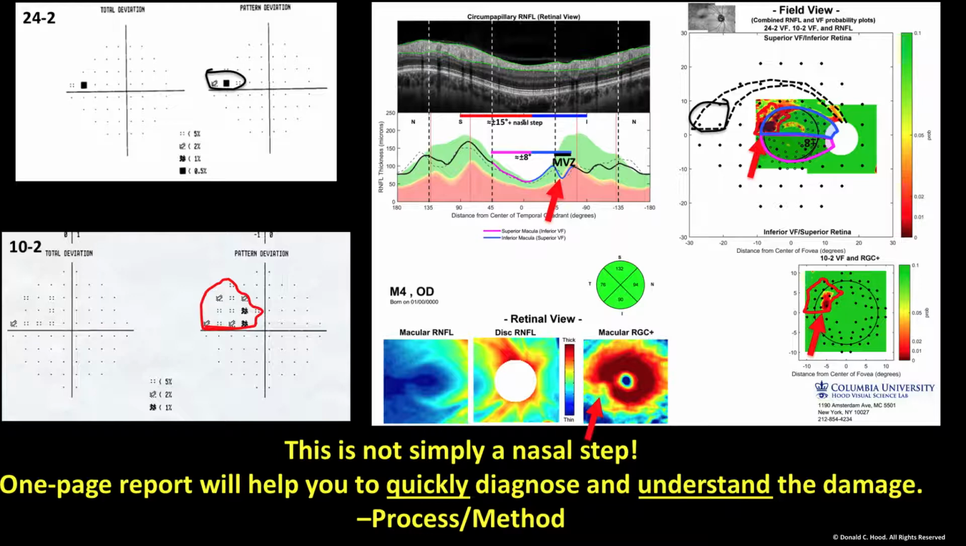The one-page report here will help you quickly diagnose and understand the damage. So I understand this damage now in a way that I couldn't based on the field or just these kinds of plots. There is damage in this entire region. This patient probably started out like this, and like you can see over here, and then this is all starting to go down, and you're seeing it manifest itself as a nasal step as well as a defect very close to fixation on the 10-2.